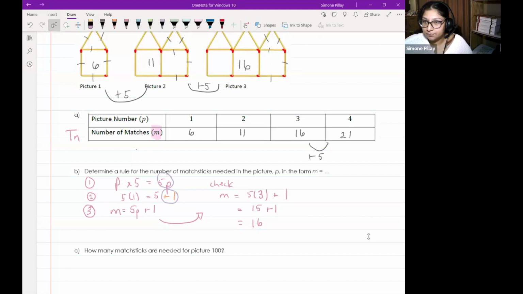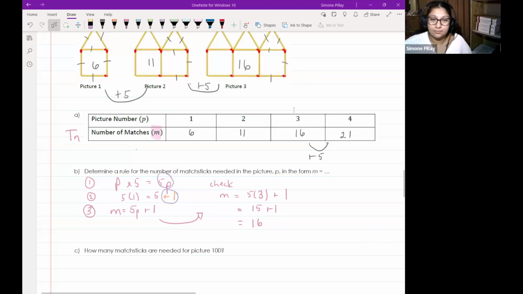You're welcome. I don't know what's going on in the chat. The rule is, so Itandile, you are close. It's not P is equal to 5P, it's M is equal to 5P. Tando, yes, 5P plus 1, but if you were to write out a full rule, it would be M is equal to 5P plus 1. Okay, I'm thinking you got why it was wrong.